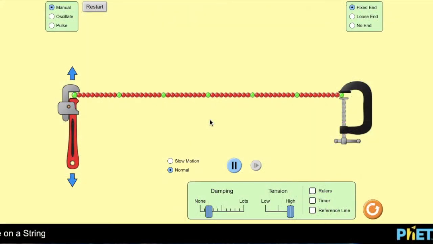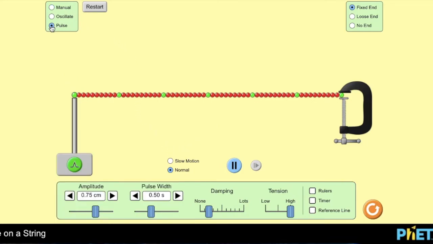Okay guys, here we are with a simulation on PhET. I'm going to switch this to pulse right here, and I can send a quick pulse into this string that's under tension. Now you notice it dies away pretty quickly because it's somewhat realistic. With the damping turned up a little bit, we can idealize the situation and turn the damping all the way down. So damping is basically energy loss due to the stretching and heating of the thing that's vibrating.